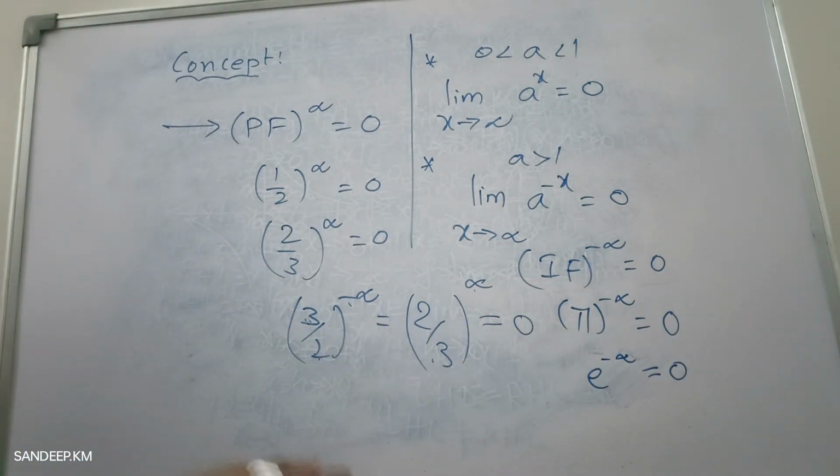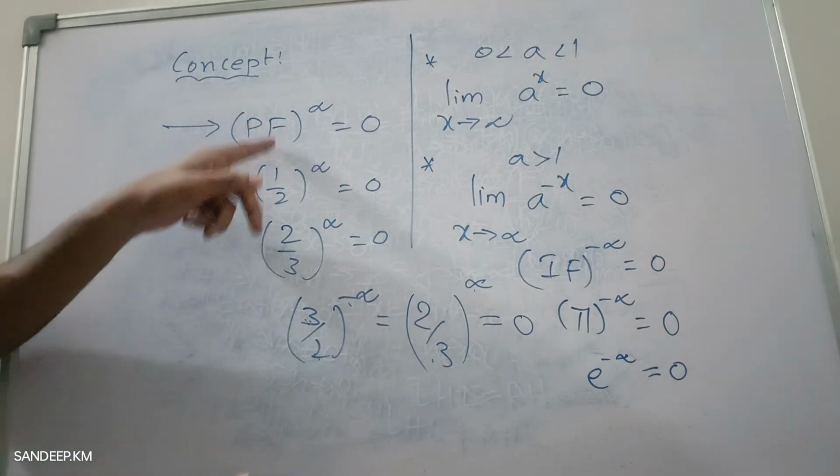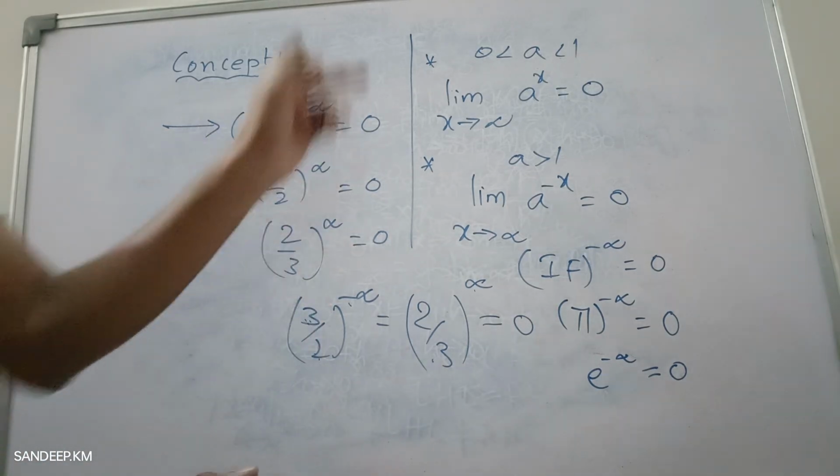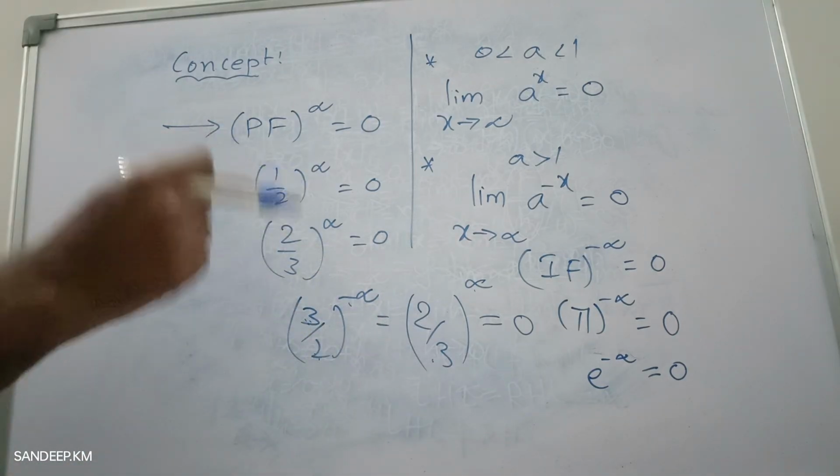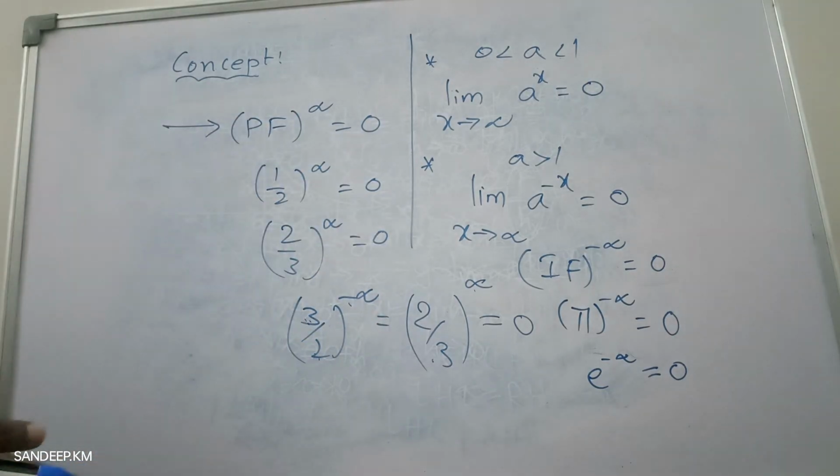So once again I'm saying proper fraction power infinity is 0 and improper fraction power minus infinity is 0. Remember this, I'll be using it to solve the upcoming questions.